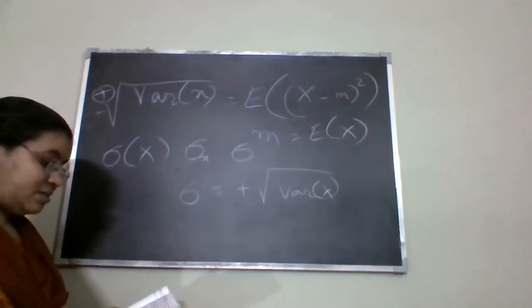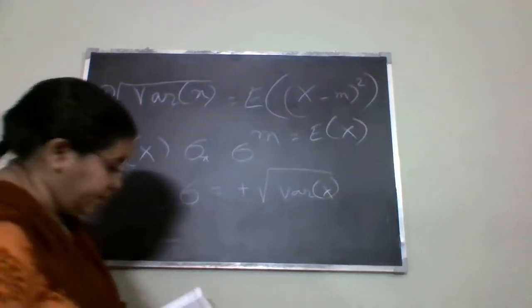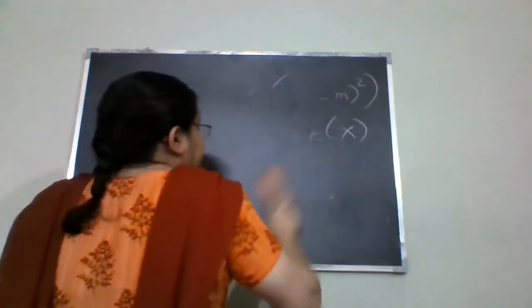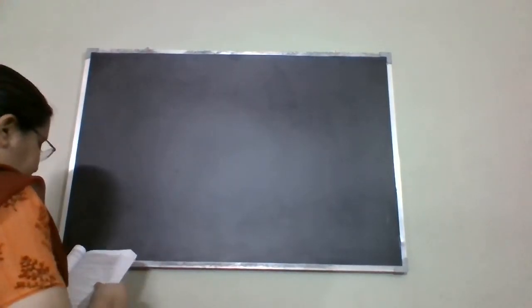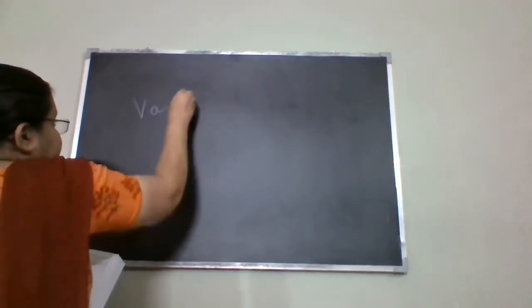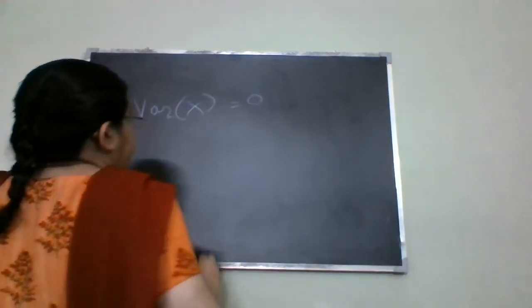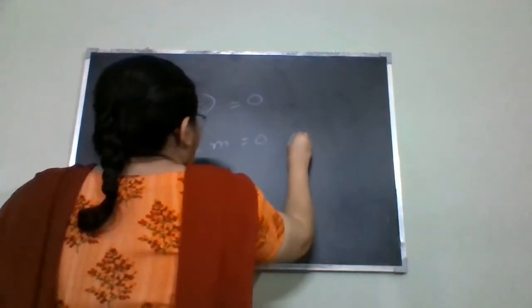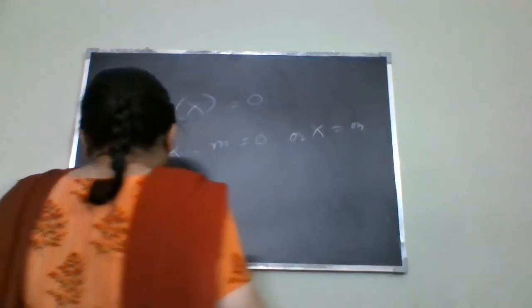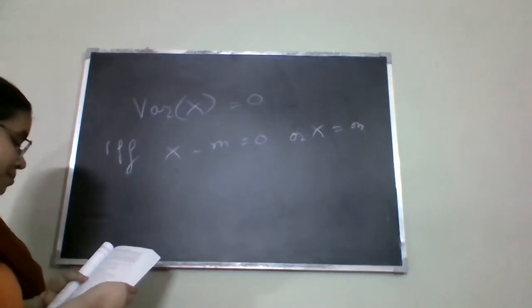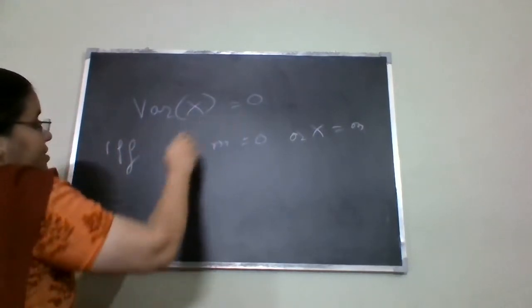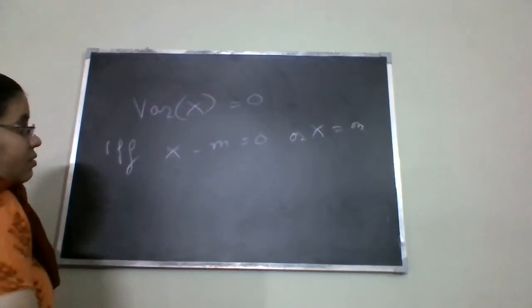Number 2, Var X is equal to 0 if and only if X minus m is equal to 0, or X is equal to m, which means that the whole mass is concentrated at the mean. You know what is X, you know what is m. So Var X will be 0 if X minus m is 0, or X is equal to m.